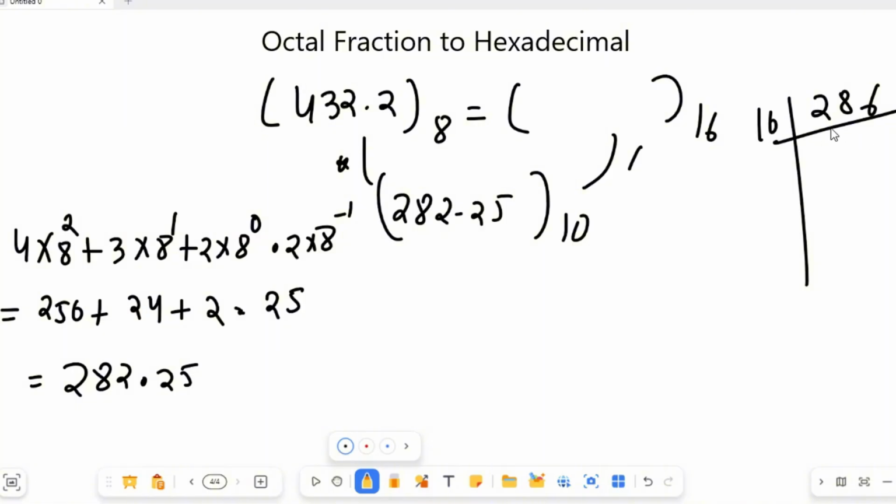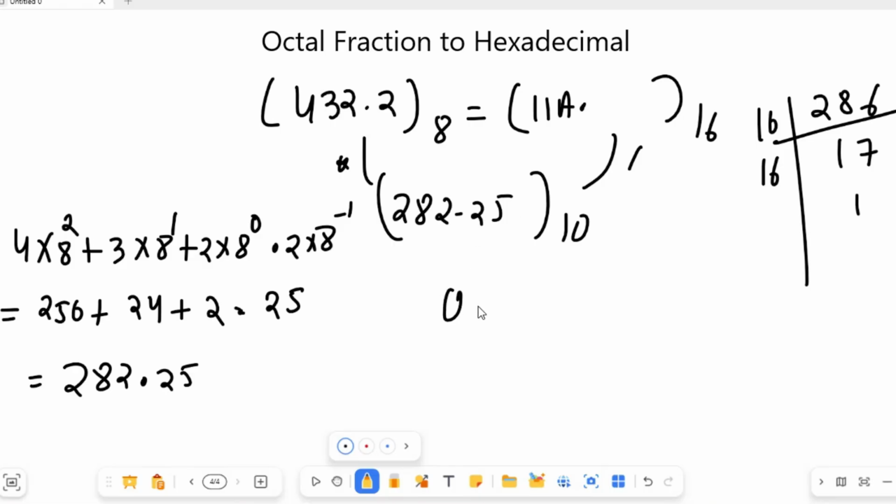So 282, if we divide with 16, then 16 ones are 16, so the remainder will be 12, 16 seventeens are 272. Okay, so if we subtract, we'll get here 10, then 16 ones are 16, remainder is 1. And what is the meaning of 10? 10 means A. Okay, and we write the answer from down to up, so it will be 1 1 A point.